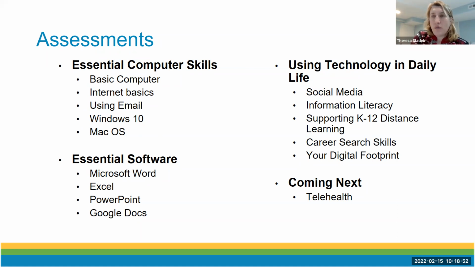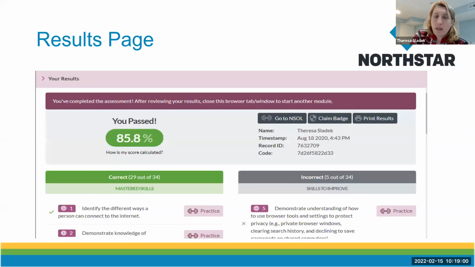But regardless of whether or not any assessment is proctored, and you decide on a case-by-case basis, when someone finishes the assessment, they will get this results page. And so you can see on here that it tells you what your score is, and Northstar says you have to have 85% or higher to pass. Over here in the green, these are the standards that this person has passed successfully. And then in the gray, these are the standards that they have not.